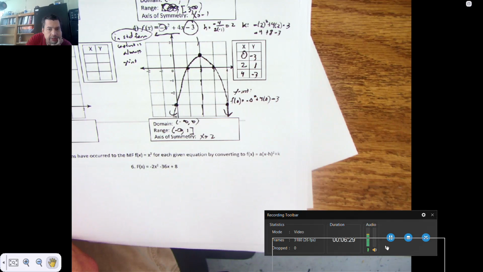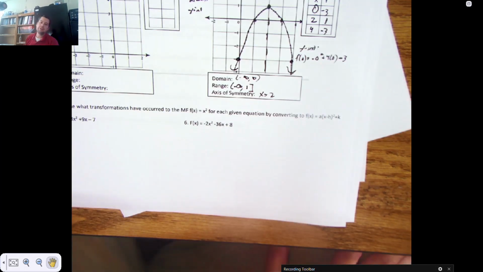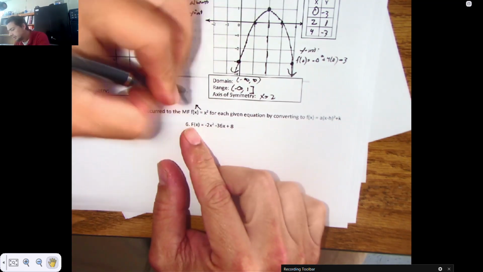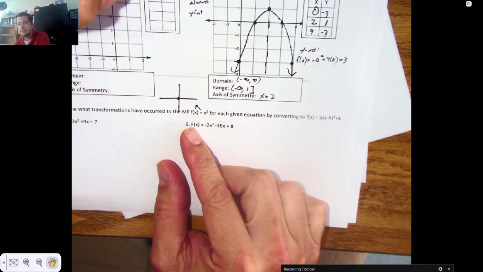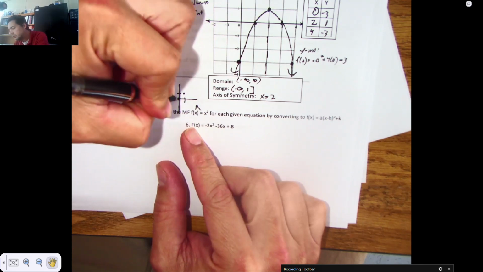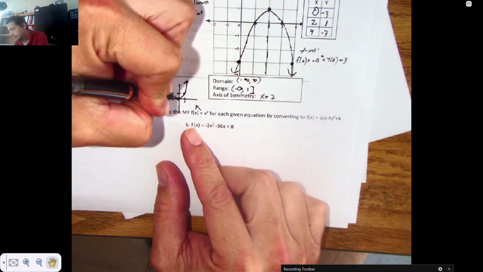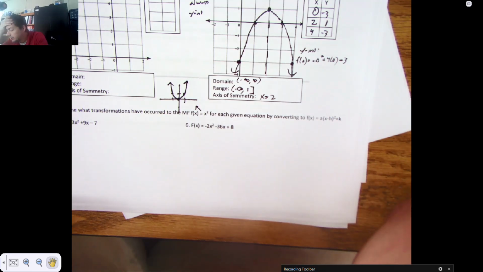All right, let's see if I do any better now. Determine what transformations have occurred to the mother function f of x is x squared, which, by the way, because a large number of you have not memorized her yet, she has the 3 key points 0, 0, 1, 1, and negative 1, 1. She looks like that. That's what she looks like, plain and simple. Have occurred for each given equation by converting to vertex form.